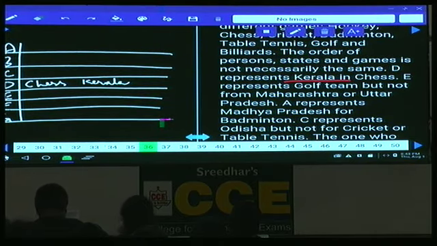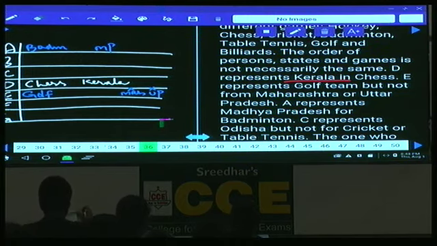E represents golf team, but not from Maharashtra. E golf, but neither Maharashtra nor Uttar Pradesh. And A represents Madhya Pradesh for badminton. A, badminton, Madhya Pradesh.